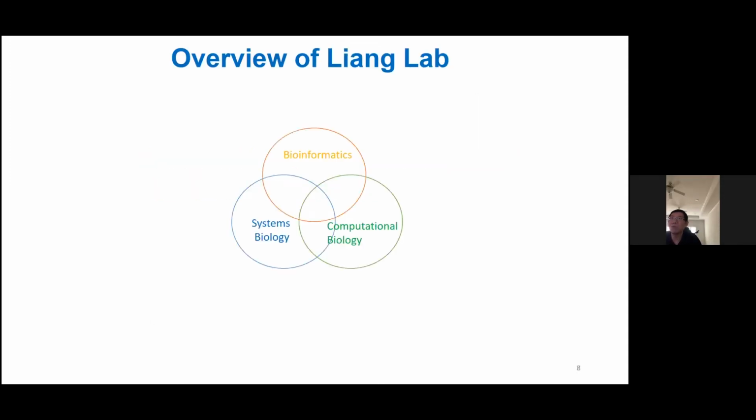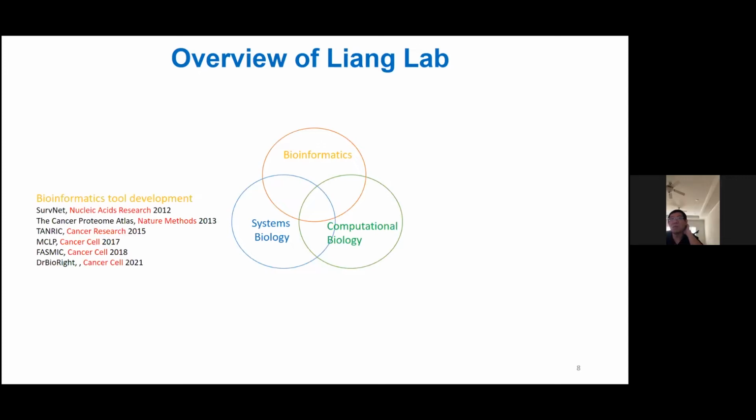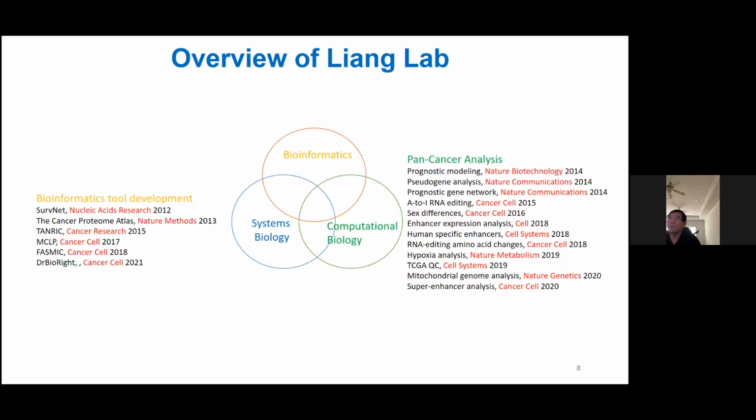My group works pretty much on addressing those questions. We work at the intersection of bioinformatics, computational biology, and systems biology. Over the years, my group has published quite a few bioinformatics tools to help people analyze large-scale cancer genome data. We also perform a lot of pan-cancer analysis, which means we ask the same question in different tumor contexts, and through this contrast and comparison we try to understand the common principles and the cancer-specific features.